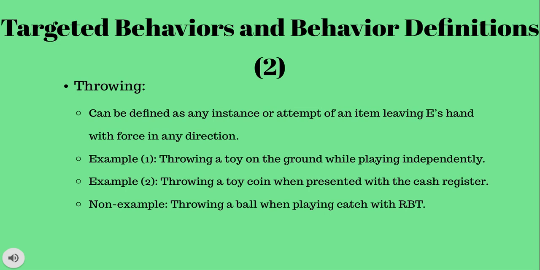Looking at E's second targeted behavior, it is throwing. Throwing can be defined as any instance or attempt of an item leaving her hand with force in any direction. Listed below are 2 examples and 1 non-example. The first example, throwing a toy on the ground while playing independently. Example number 2, throwing a toy coin when presented with the cash register. A non-example, throwing a ball when playing catch with RBT.